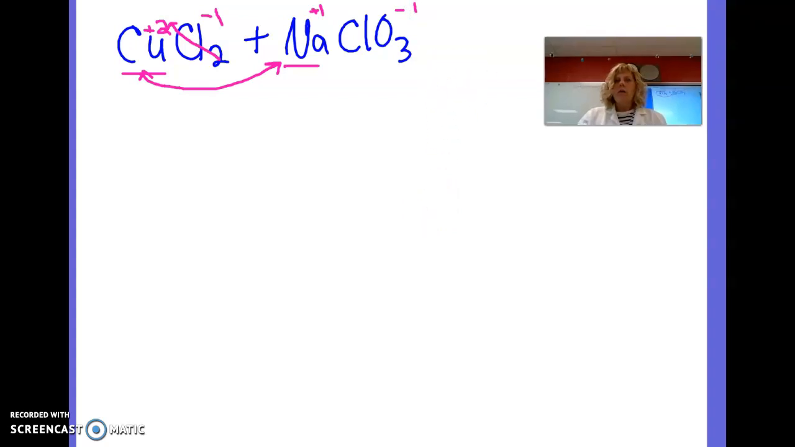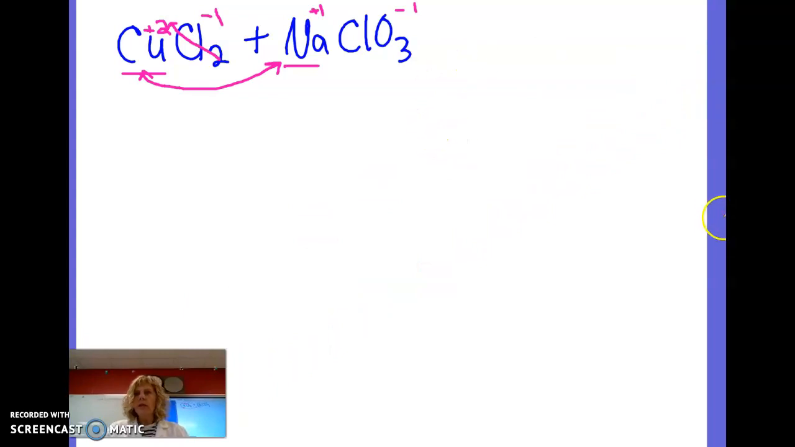So looking at our products then, we are just doing a little switcheroo here, switching my copper with my sodium. So now the copper is going to combine with the chlorate. And why did I have to know those charges?